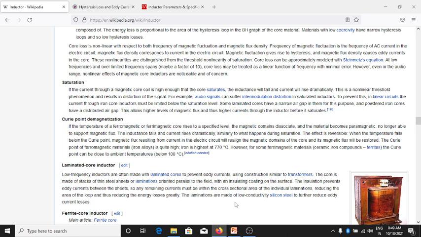For example, an audio signal can suffer intermodulation distortion in saturated inductors. To prevent this, in linear circuits, the current through iron core inductors must be limited below the saturation level. Some laminated cores have a narrow gap in them for this purpose, and powdered iron cores have a distributed gap. These allow a higher level of magnetic flux, thus higher currents through the inductor before it saturates.